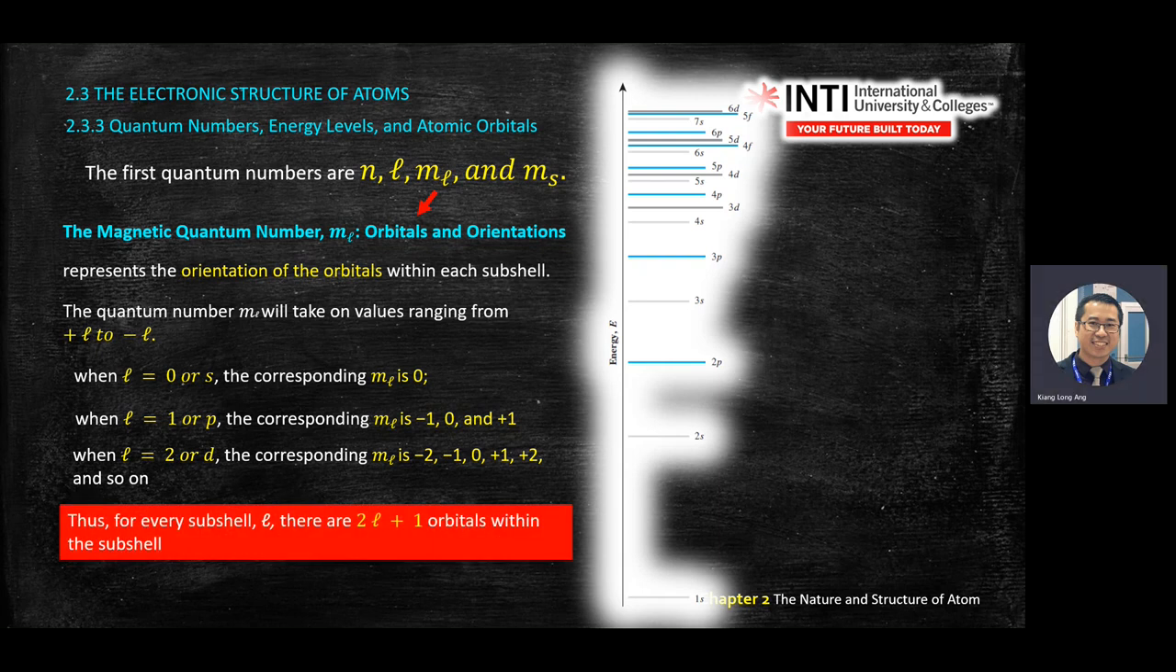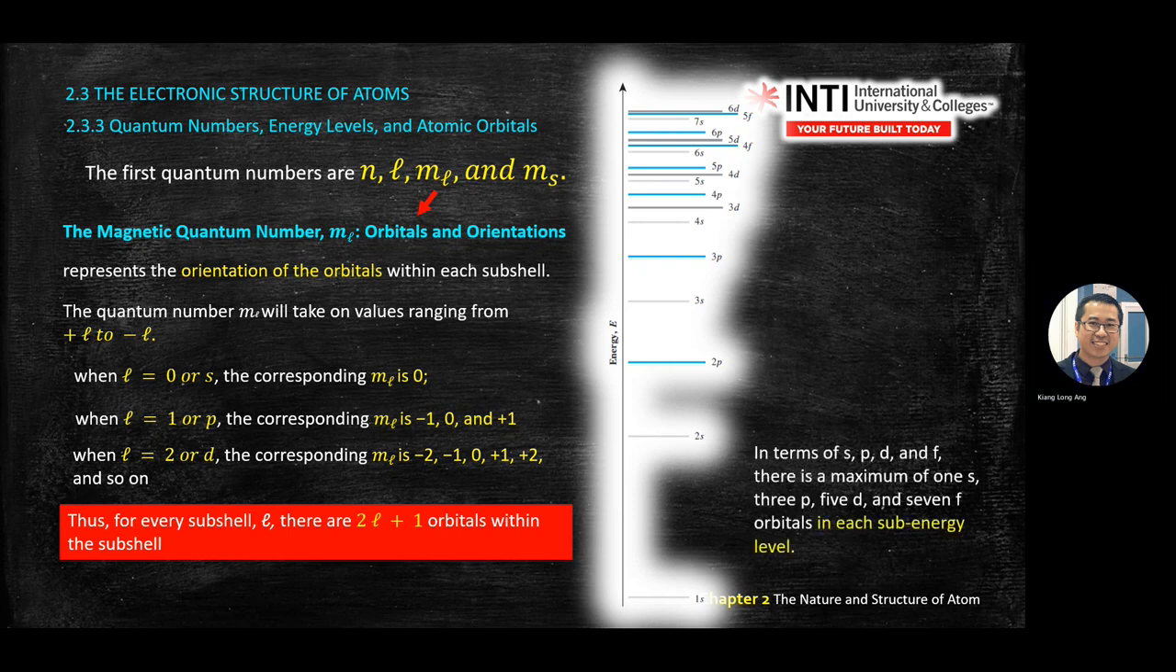Okay, so there's a formula for that. For every subcell L, there are 2L plus 1 orbitals within the subcell. How do we use this formula? This is for the number of orbitals in the subcell, equal to 2L plus 1. Okay, the rest you read.